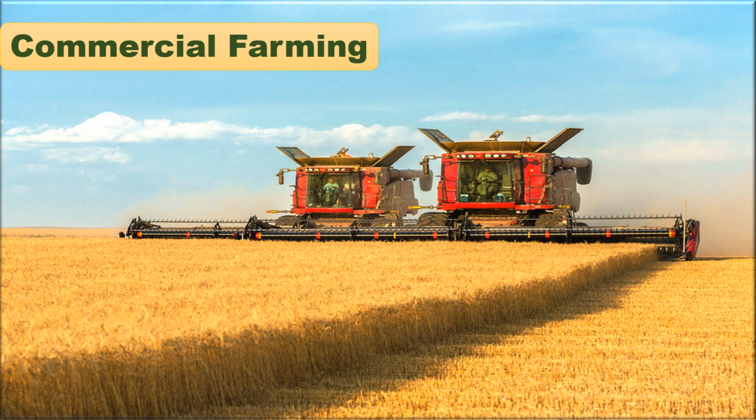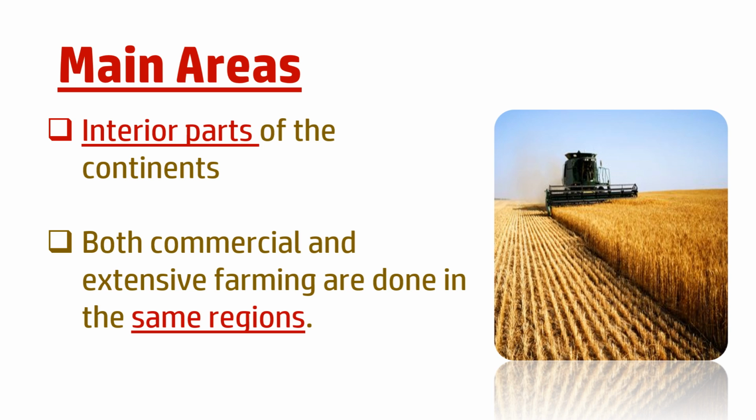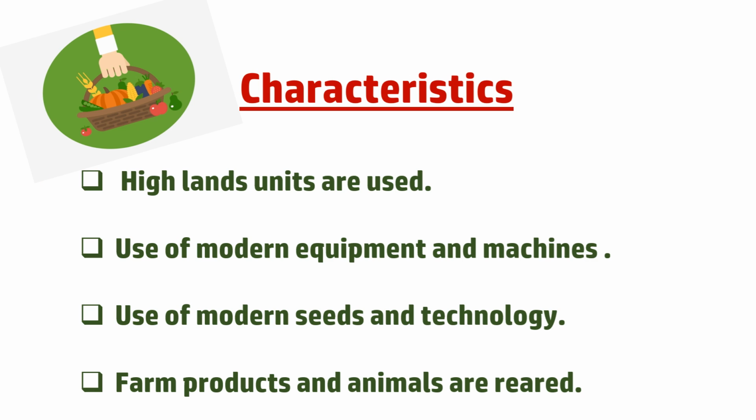Then comes commercial farming. As the name suggests, it is profit based. It is practiced in the interior parts of the continents again, and both commercial and extensive farming are done in the same regions. The regions we have discussed, like prairies, pampas, velds, all those. Then characteristics: again, large land units are taken, modern equipment and machines are used, modern seeds and technology are also used, and farm products and animals are also reared.